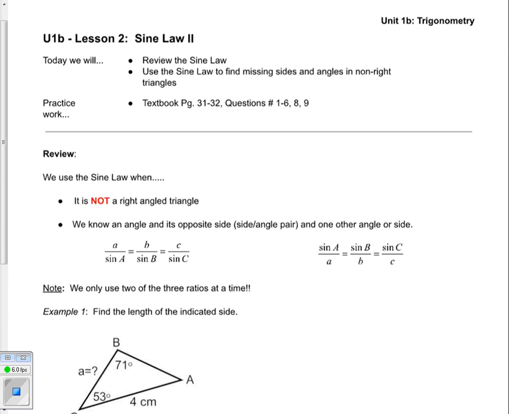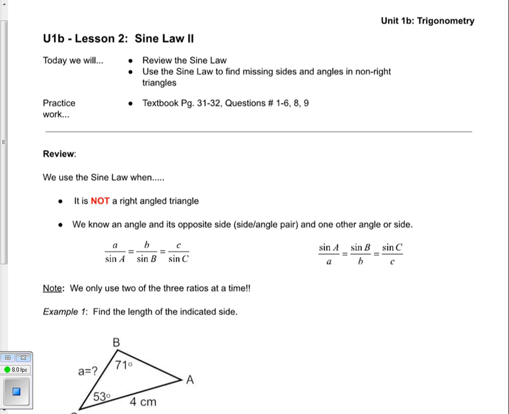Today we're going to keep working on looking at sine law. Just a quick review of the sine law. Again, we can use the sine law when we have a triangle that is not a right angle triangle. That's the first criteria. And secondly, we need to know that we have an angle and its opposite side, so a side angle pairing, what we call a key.